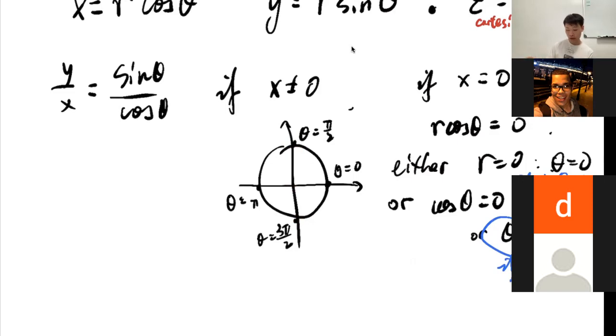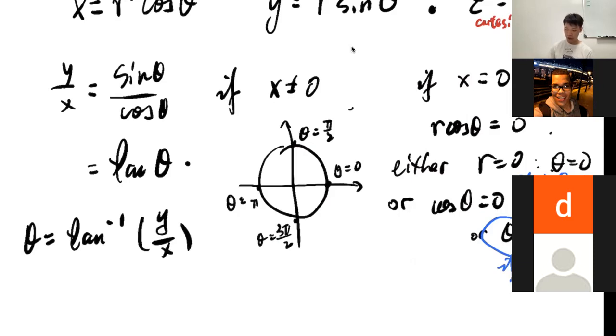So if x is not 0, then we definitely have a non-zero radius r and non-zero cosine theta. So definitely other points here. So now we can do y over x. And remember, sine theta over cosine theta is tangent of theta. Okay, so now you can do the inverse tangent of y over x.